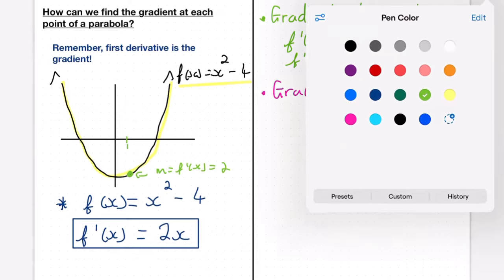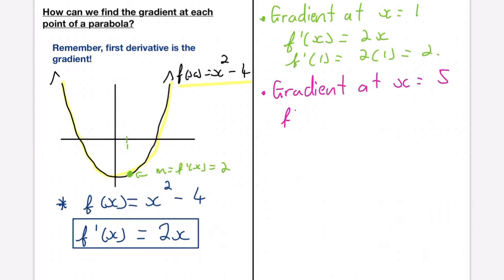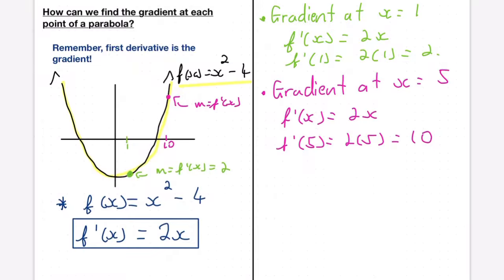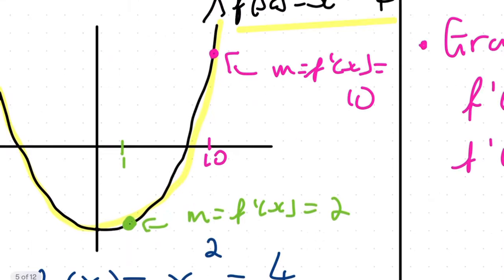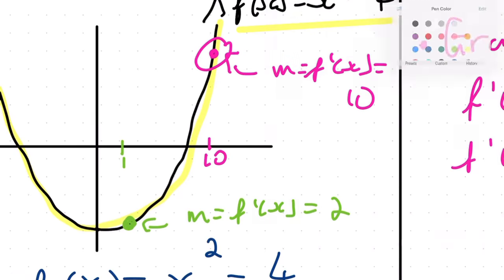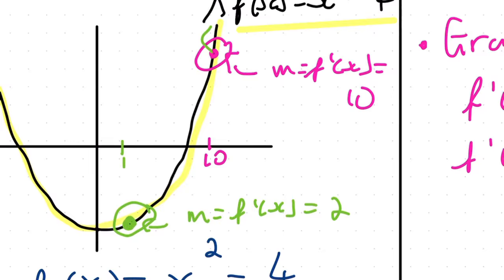What about the gradient at x is equal to 5? The gradient is represented by f prime of x is equal to 2x. So the gradient at an x value of 5 would be 2 times 5, which means it would be 10. So at an x value of 5, let's say somewhere there, the gradient there, m, or f prime of x, is equal to 10. And you would agree with me that the pink point there is much steeper than the green point there. It would be much more difficult for you to walk up that hill than it would be for you to walk up this hill. And that's why the value of f prime of x at the pink point is 10, but at the green point it's 2.